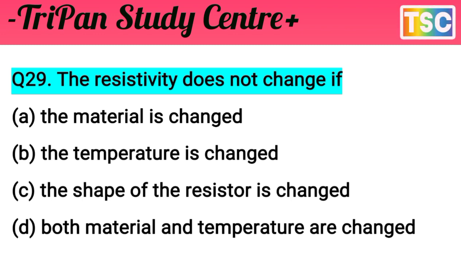Nothing is the correct answer for this question. It means options A and B are rejected. Option D is also rejected because temperature and material are both changed here. Both material and temperature are changed, so option D is already rejected. It means option C is correct.